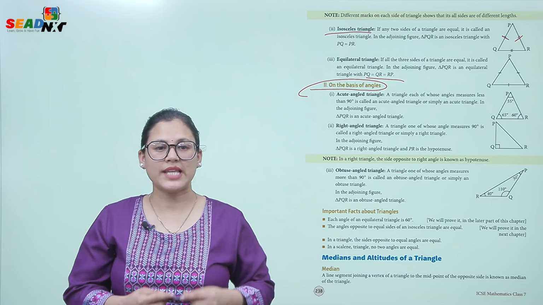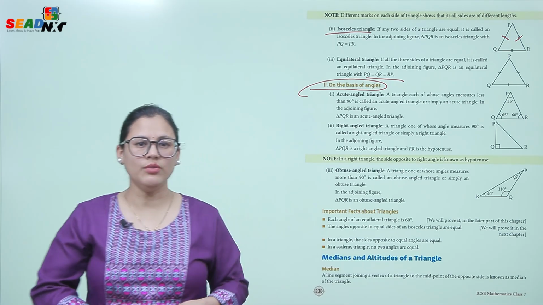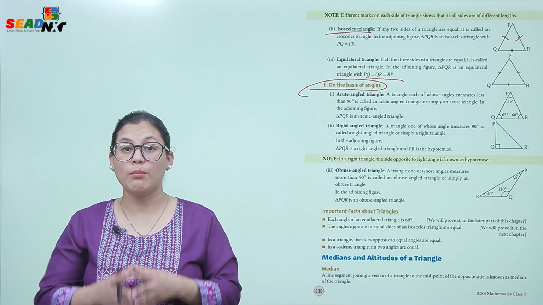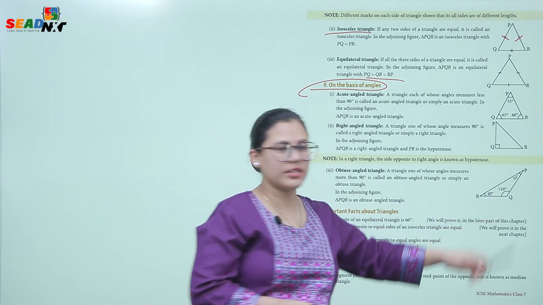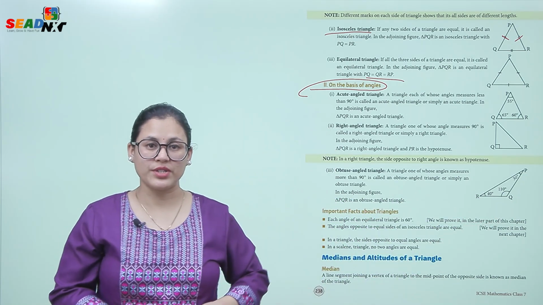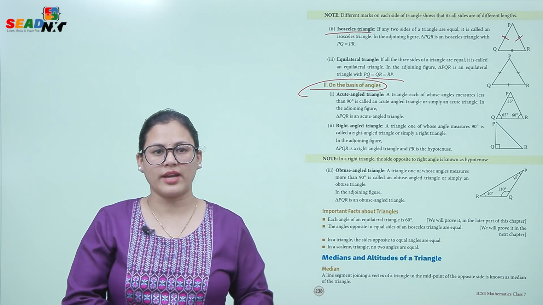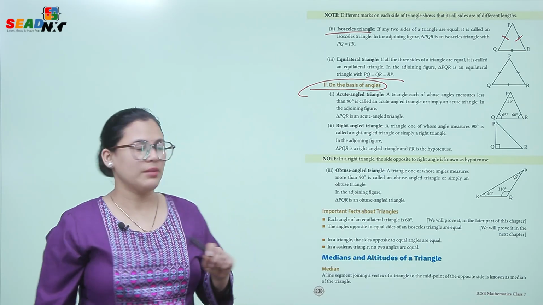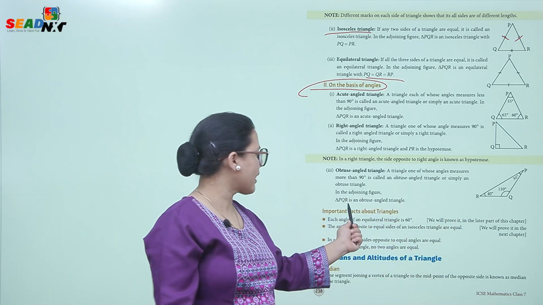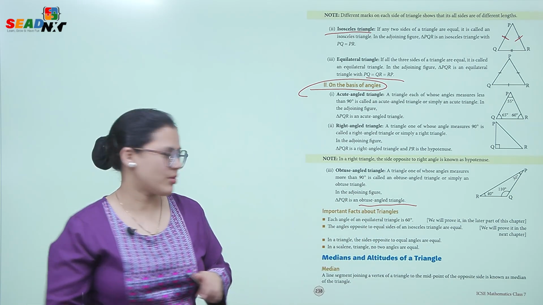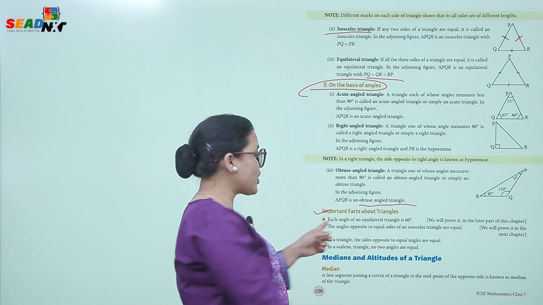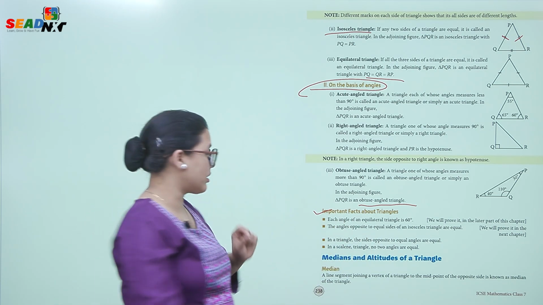Number three, obtuse angled triangle. A triangle, one of whose angles measures more than 90 degrees. Only one angle; see, this is more than 90 degrees. So it is called an obtuse angle triangle or simply an obtuse triangle. In the adjoining figure, triangle PQR is an obtuse angled triangle. Important facts about triangles: each angle of an equilateral triangle is 60 degrees. Remember that.